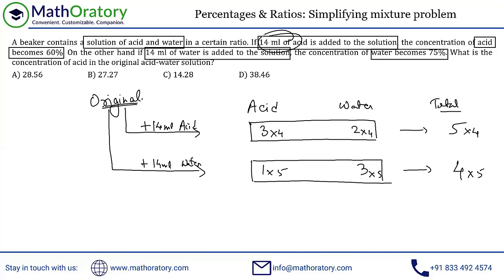Now check this 14 ml thing here. Please understand one very interesting idea. Initially, let's say we have some A ml of acid and W ml of water. So in this scenario, this is A plus 14 and this is W. On the other hand, this is A and this is W plus 14, isn't it? What I mean to say is these two numbers should have a difference of 14 and these two numbers should have a difference of 14, because in this part we have added acid, water is unchanged. In this part we have added water, but acid is unchanged, right?